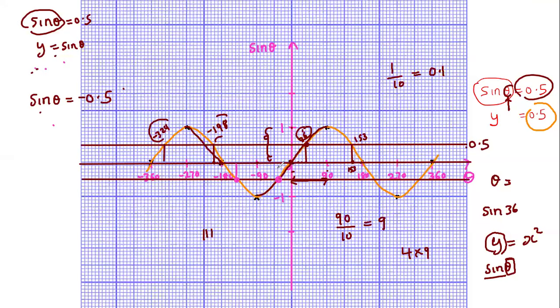This is the point where they are meeting. I read off the value. So that is how you do it.